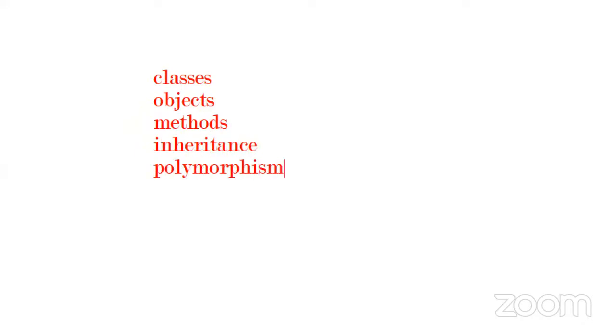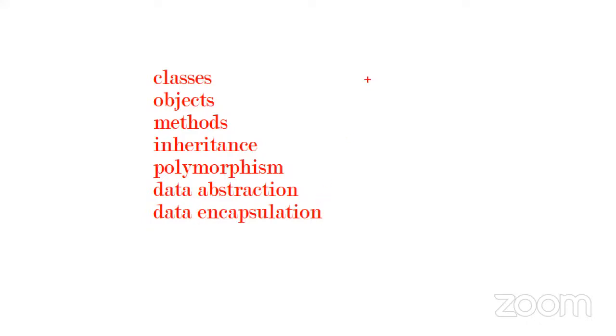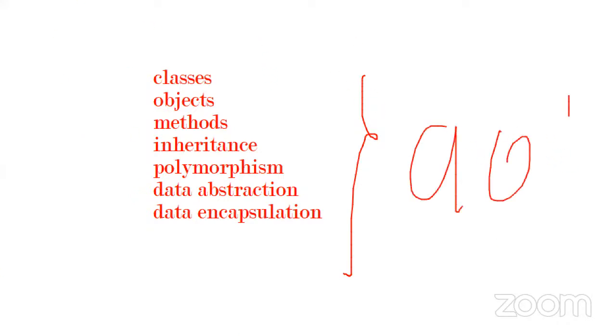Classes, objects, methods, polymorphism, data abstraction, data encapsulation. Correct? Anything else? If you remember this many, these are more than enough. These are the 90% most important features of object-oriented programming. There are many more, but if you know these, it covers under 90% of the OOPS concept problems you will be able to solve.